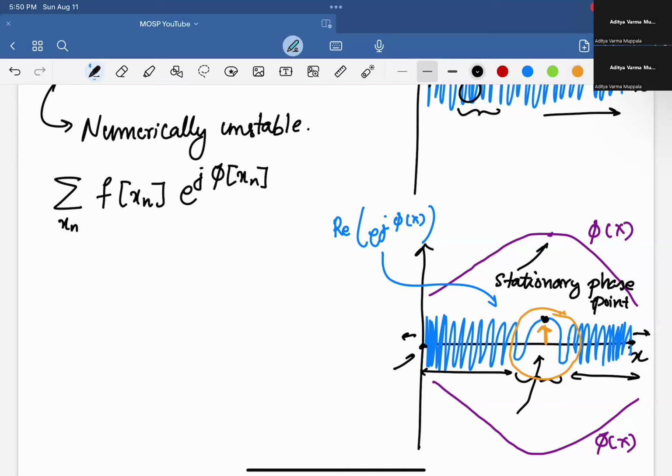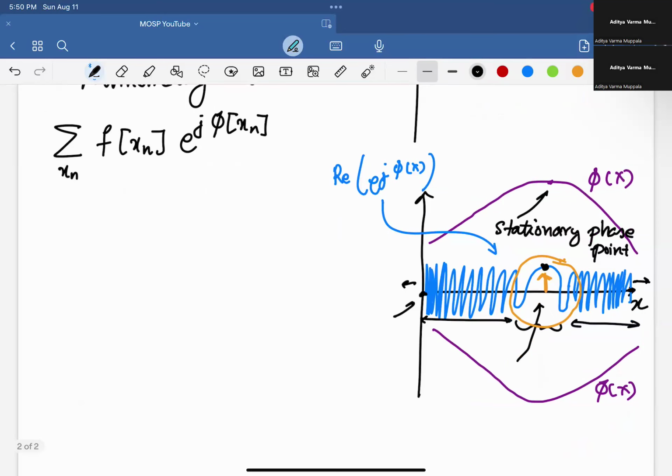Okay, so let's see how that's done. So hopefully that makes sense. That's the intuitive explanation as to what's going on.